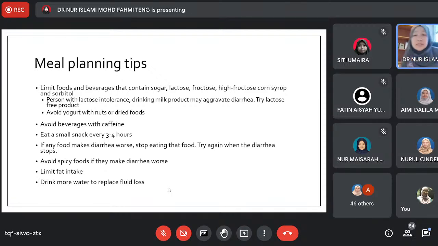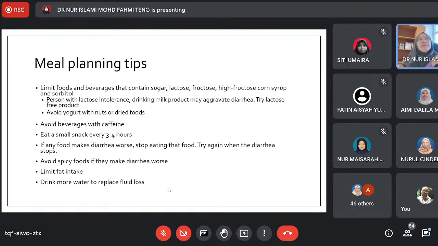We avoid yogurt. Avoid beverages with caffeine. We suggest eating a small snack every 3 to 4 hours. If any food makes the diarrhea worse, we just stop eating that food and we can try again when the diarrhea stops. Then avoid spicy food, if it can make the diarrhea worse. We limit the fat intake and drink more water to replace fluid loss. So that is about diarrhea.